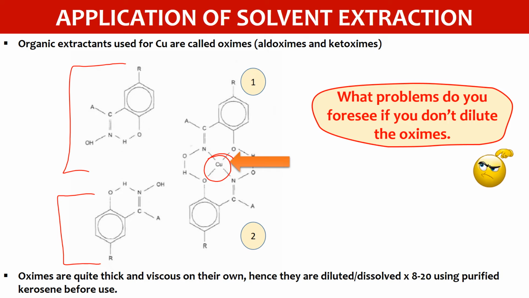So as a metallurgist or as a process engineer, process metallurgist, what problems do you foresee if you don't dilute the oximes? Just for you to brainstorm. If we are saying that it is quite thick and quite viscous, what problems do you foresee if you do not conduct the process of dilution here, as we have depicted? Okay, so kindly brainstorm on that.